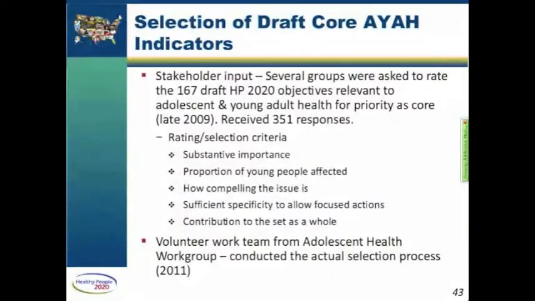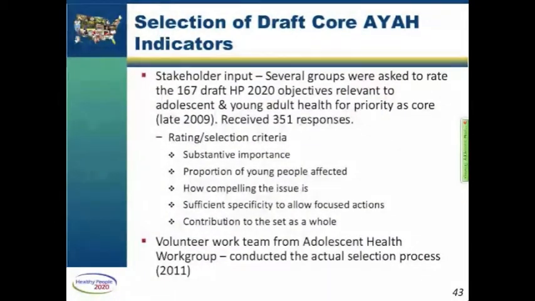In late 2009, several stakeholding groups were asked to rate the 167 draft Healthy People 2020 objectives that were considered relevant to adolescent and young adult health for priority as core. We received 351 responses, which were analyzed electronically. Both the rating and the selection criteria were viewed as having substantive importance.